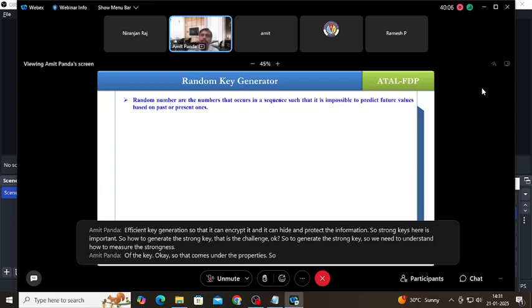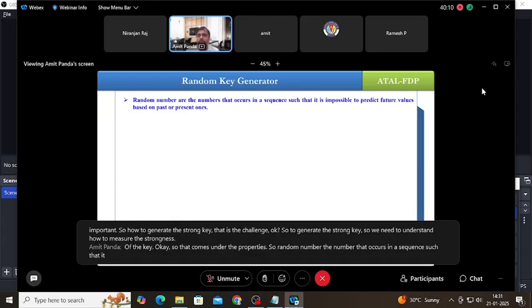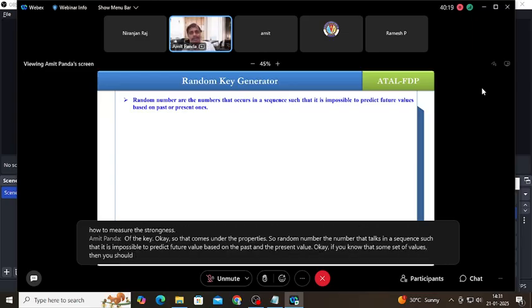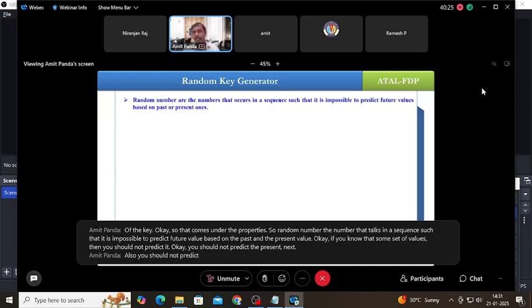A random number is a number that occurs in a sequence such that it is impossible to predict future values based on the past and present values. If you know some set of values, you should not be able to predict the next value. Also, you should not be able to predict the previous value if you know the current value. That is a random number.